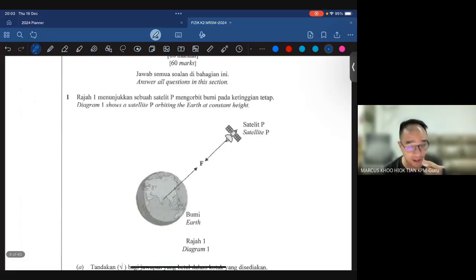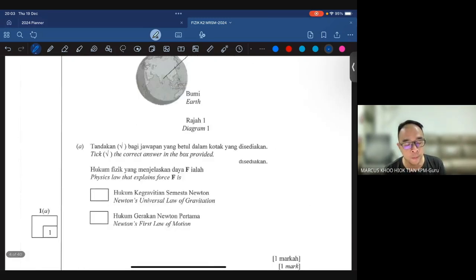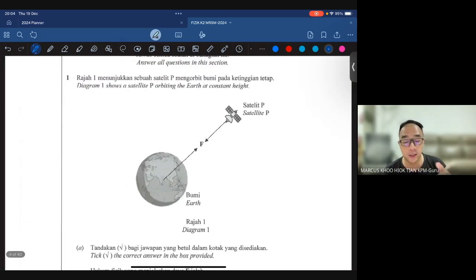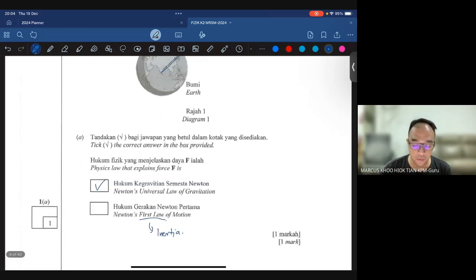Okay, so diagram 1 shows a satellite P orbiting the Earth at a constant height. So we begin with this gravitation question. The physics law that explains the force is, of course, Newton's universal law of gravitation. If it were Newton's first law, you'd be talking about inertia. This is obviously not the case because of the words constant height, and also because there is a double force pulling, one pulling the other. So it's the universal law of gravitation.